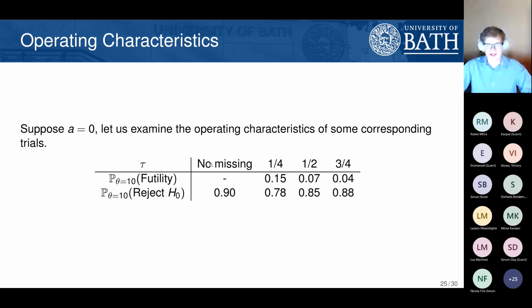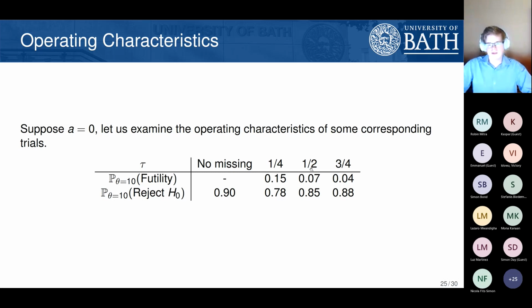So if there were no missing data, we wouldn't stop for futility. Sorry, this is written the wrong way around. No missing data, there would still be the opportunity to stop for futility. What this column actually represents is the design of the trial if we didn't have futility stopping. Okay, but if a quarter of the data is missing at the interim, we can see we stop 15% of the time with about 80% power.